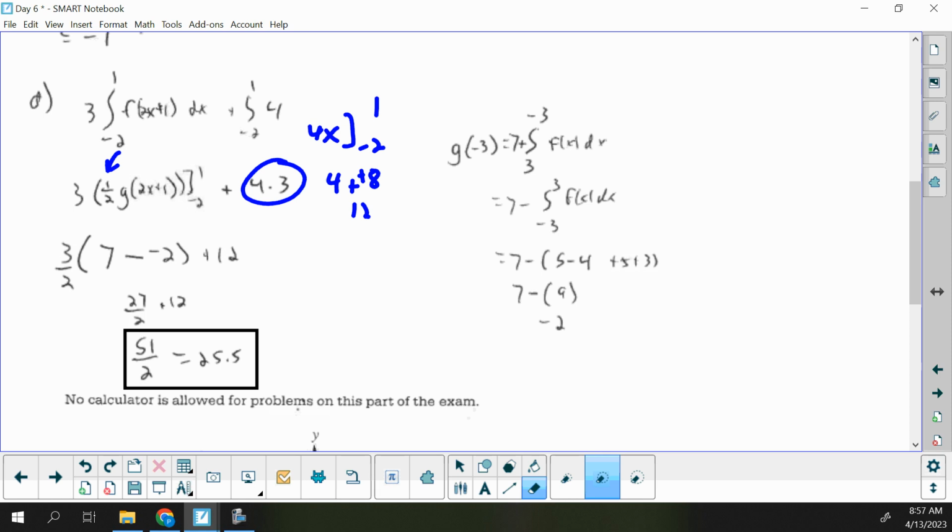Over in the other one, sub in your 1, and you'll get g of 3, which they told us was 7. I just pulled my 1/2 out front. And then sub in the -2, you'll get g of -3. Well, we don't know that value yet. So go off to the side, do an accumulation function. At 3, we knew we were at 7. We want the lower on the bottom, so flip them and put a negative out front. And now do the areas they told us, the 5, the 4, make sure it's below so it's negative, and then the 5 and the 3. Neaten it up, you get -2. And when you neaten everything up, you get 51/2 or 25.5.